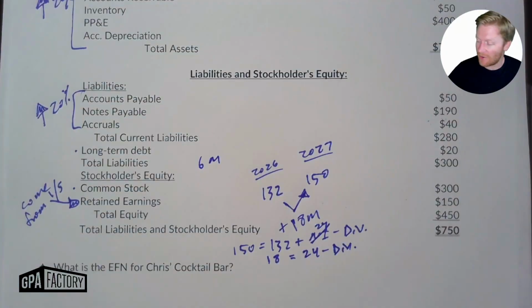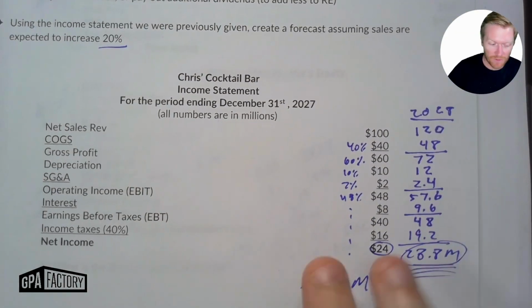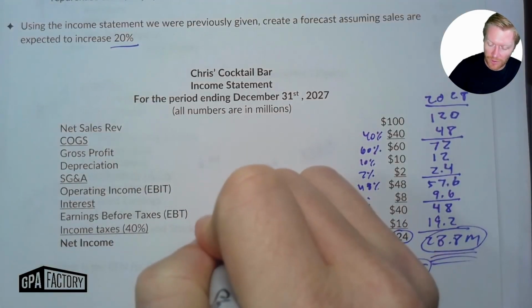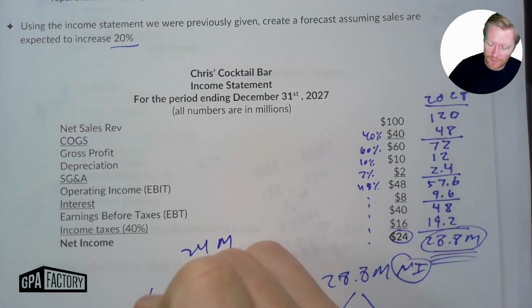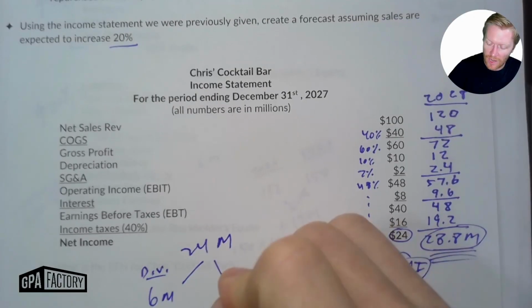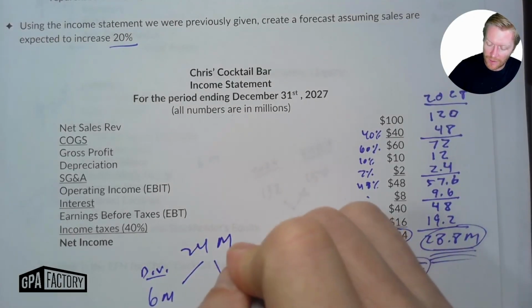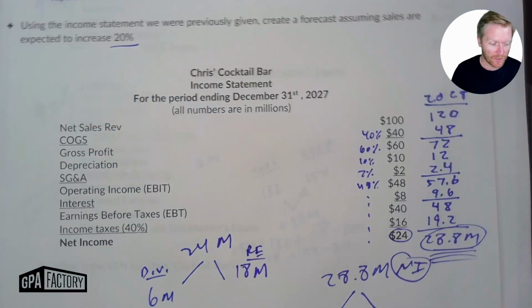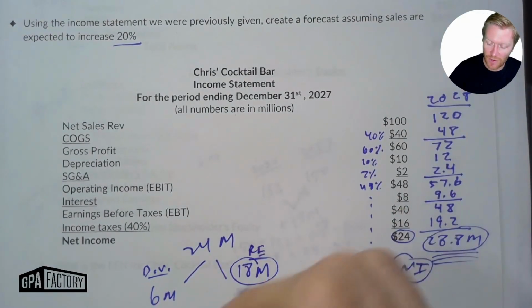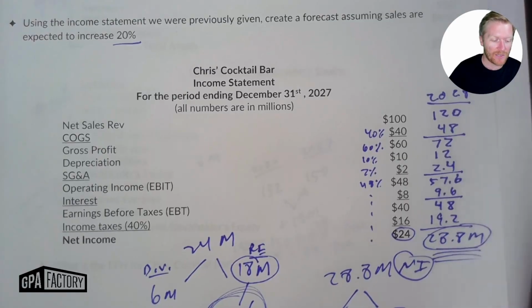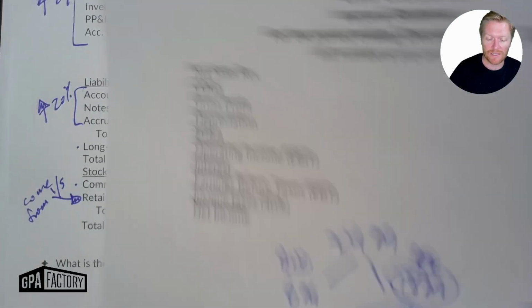So that helps us calculate our dividend payout ratio and retention ratio. Of last year's 24 million of net income, 6 million got paid out as dividends, and 18 million got added to retained earnings. So that means our retention ratio, 18 out of the 24, is 75%. And that is what we assume is going to stay the same.